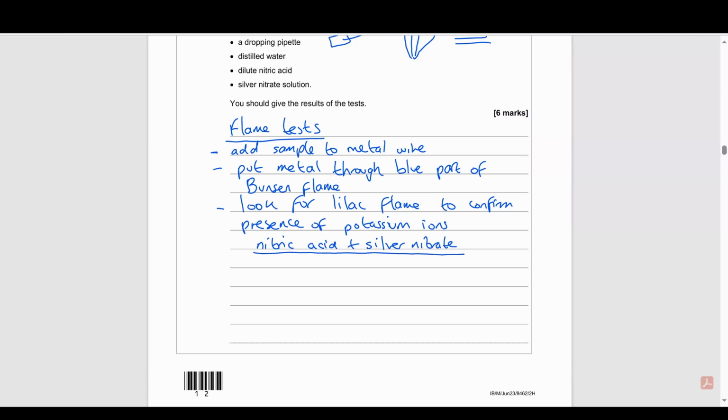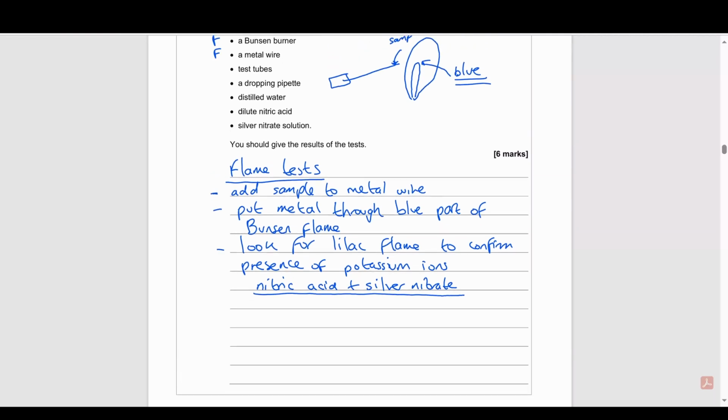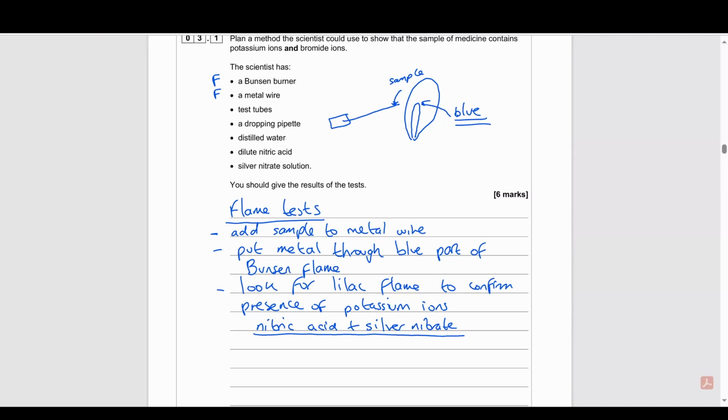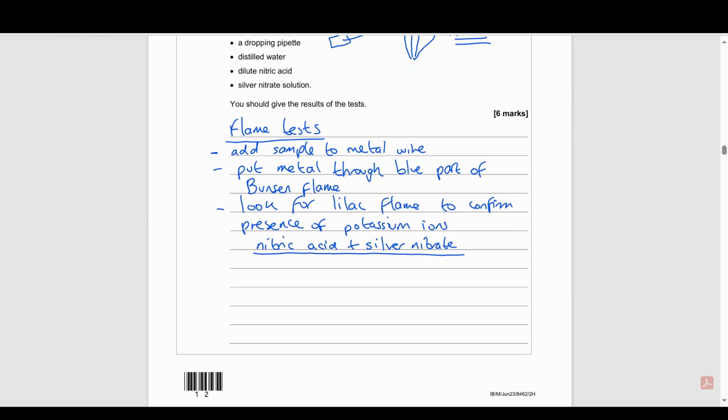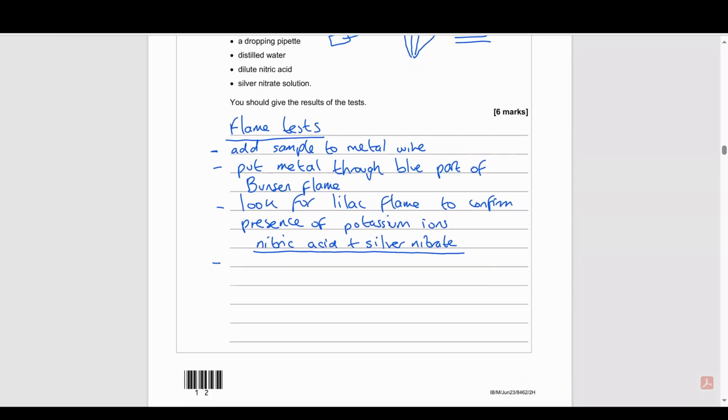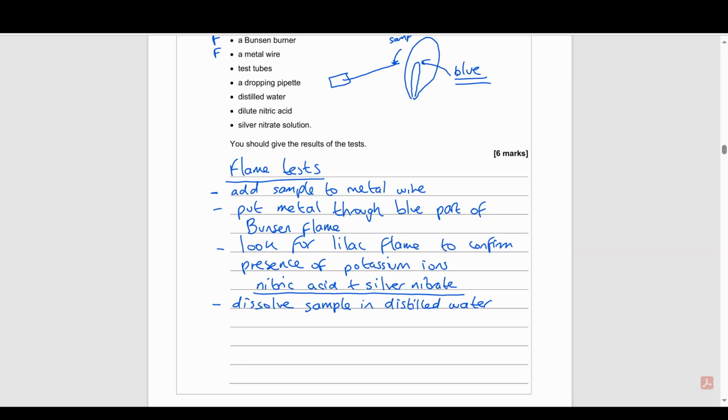So the first thing that we want to do now, because remember that we've got a medicine, it could be a solid. We want to make sure that that's dissolved, because if it's not dissolved, the test won't work. So we need to dissolve the sample, and we just add the distilled water to dissolve it. Now, where are we going to be dissolving this? We're going to be doing this all in a test tube. So remember, we have to remind ourselves of the equipment that we're using. So dissolve the sample in distilled water in a test tube.